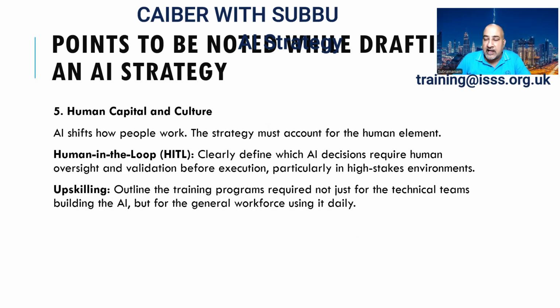Human capital and culture: have the human in the loop. There are three strategies: human in the loop, on the loop, and in command. Human in the loop is involved in every decision, and human on the loop is involved only if there is a deviation. For human in command, at the organization level, they decide what to adopt and what not to adopt. So: in the loop for every decision, on the loop for an exception, and in command at the organization level.